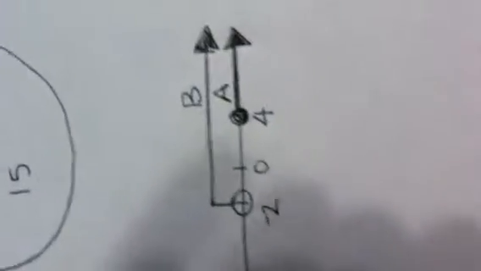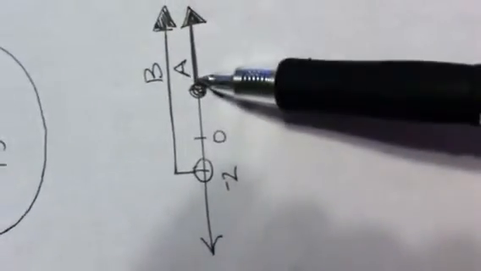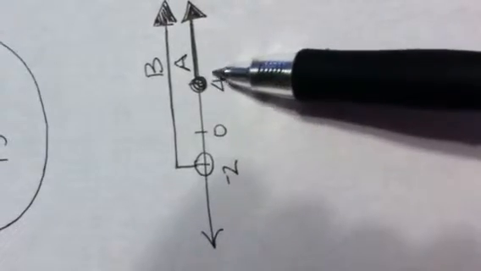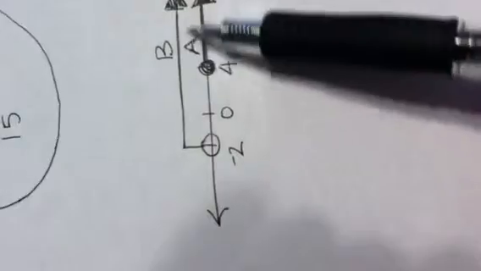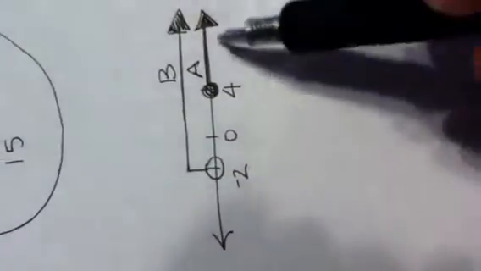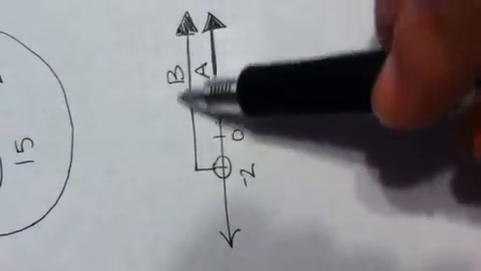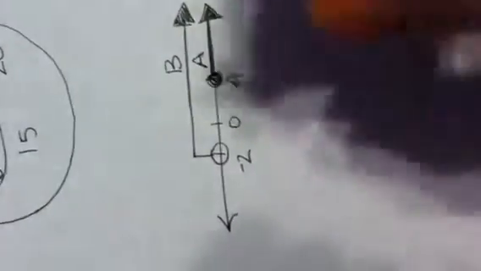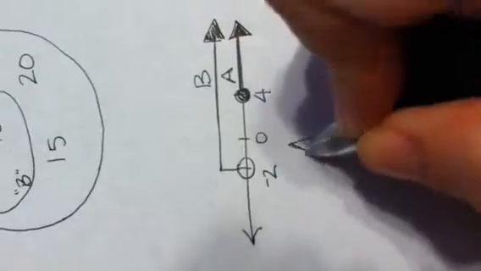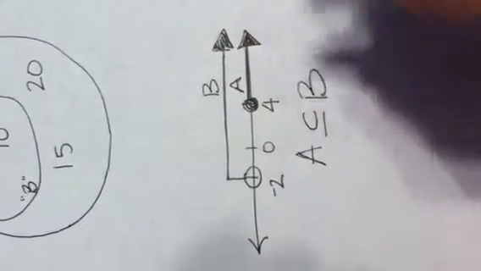So over here I have my number line. A is all of the numbers that are greater than or equal to 4. B are all the numbers greater than -2. So here we see that A is within B. Every element of A is also in B. That means that A is a subset of B.